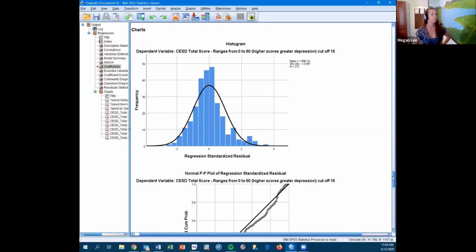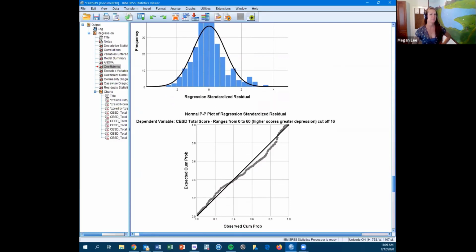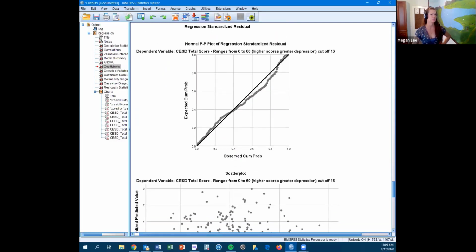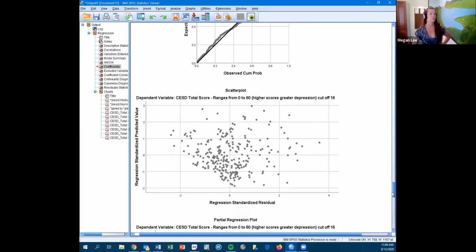The PP plot's kind of snaky. So that's suggesting that we might have a problem with skewed residuals. And here's our scatter plot. Now the scatter plot tells us two things. One, linearity, like we looked at before, whether we can put a straight line through that data set or whether it's kind of a U shape. And homoscedasticity, which is kind of like homogeneity of variance.